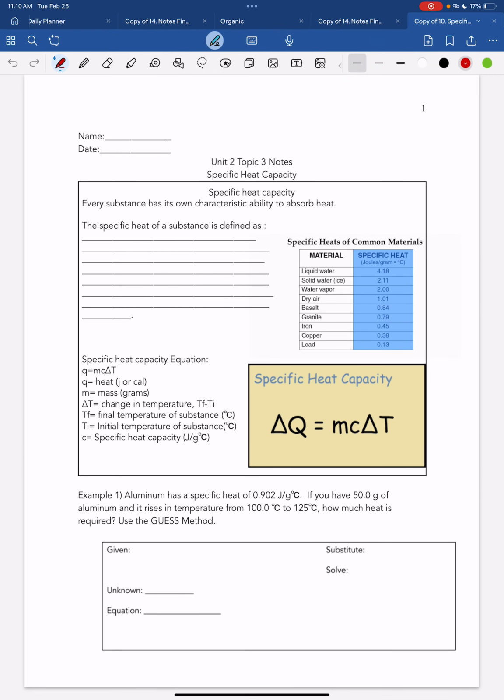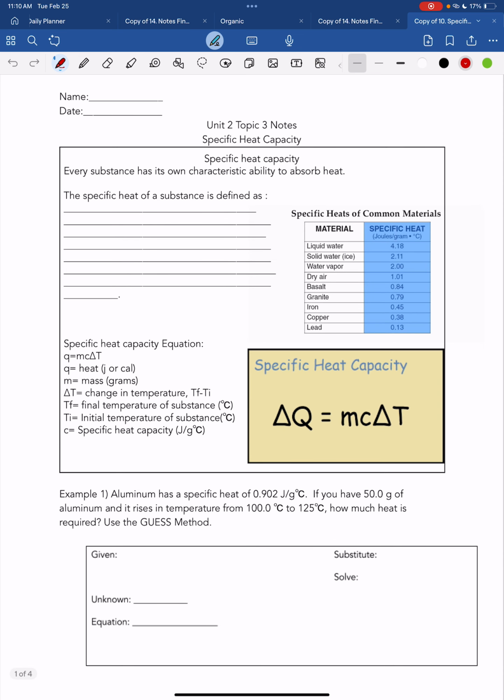Okay, so I'm going to go through specific heat capacity, as many people were absent yesterday. So our equation is Q equals mc delta T. Delta T just means that we subtract the final and the initial temperature. All of this information you can find on Google Classroom under the notes, but the notes don't have any of the math, so that's why I wanted to make a video.